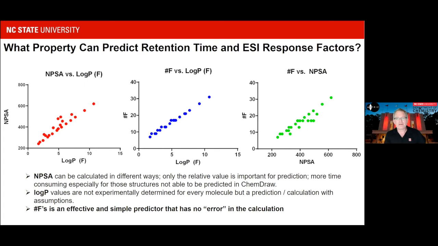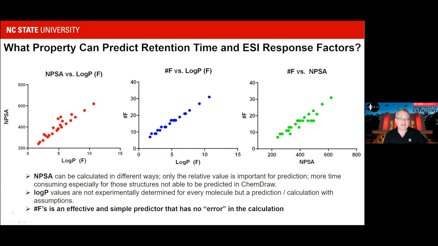So we wanted to see if we could get away from using nonpolar surface area and log P and do something very simple: just count the number of fluorines in a molecule. This is showing nonpolar surface area versus log P. This is number of fluorines versus log P in blue, and this is number of fluorines versus nonpolar surface area. The reason is that nonpolar surface area can be calculated in any number of ways, and log P is not experimentally determined for every molecule, but is a prediction based on other databases.